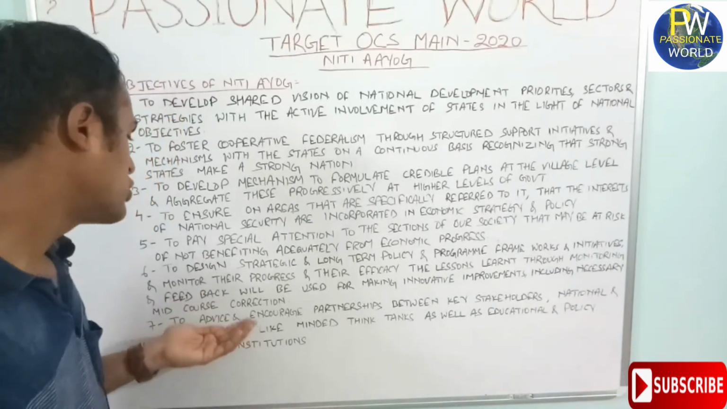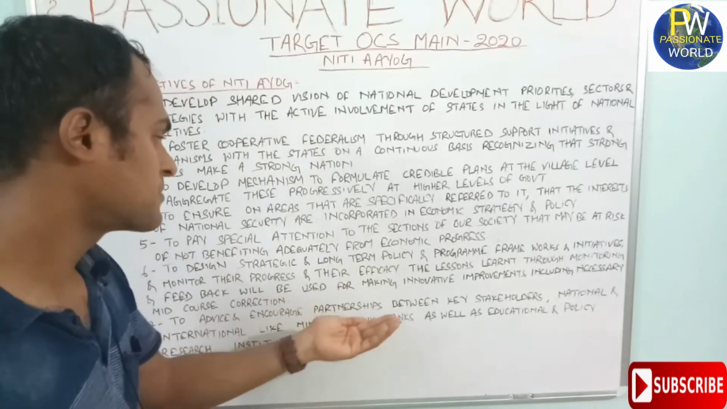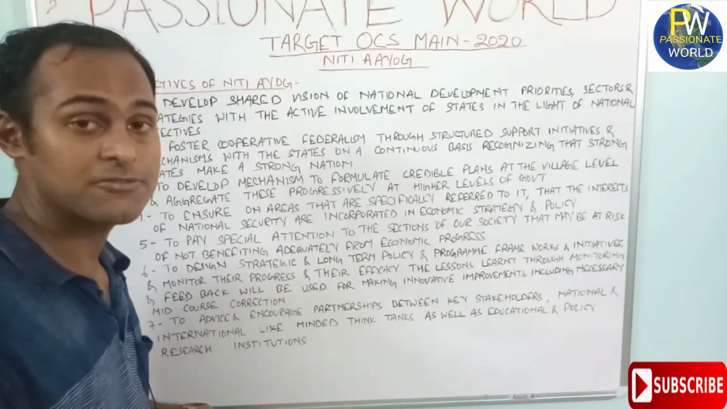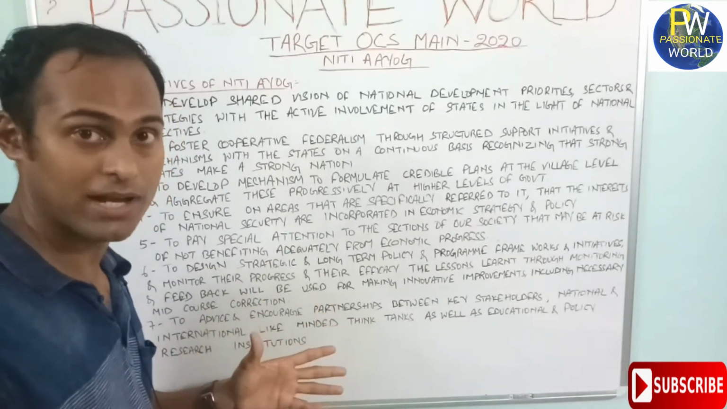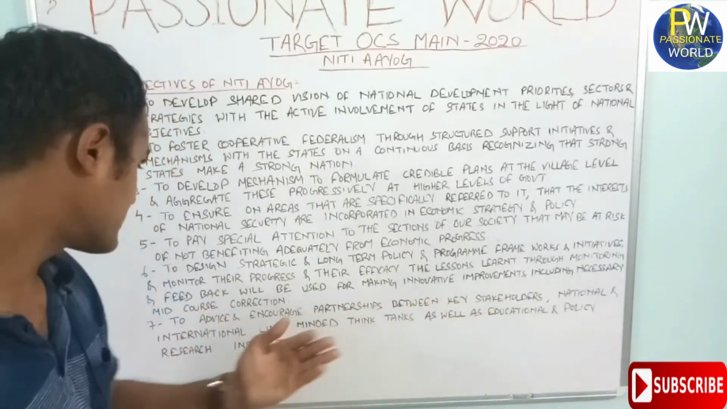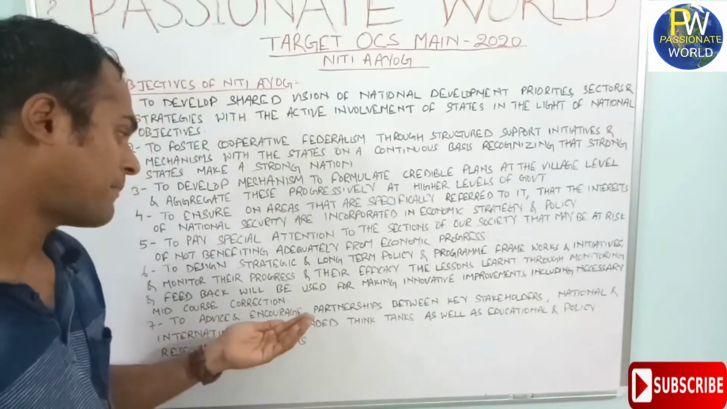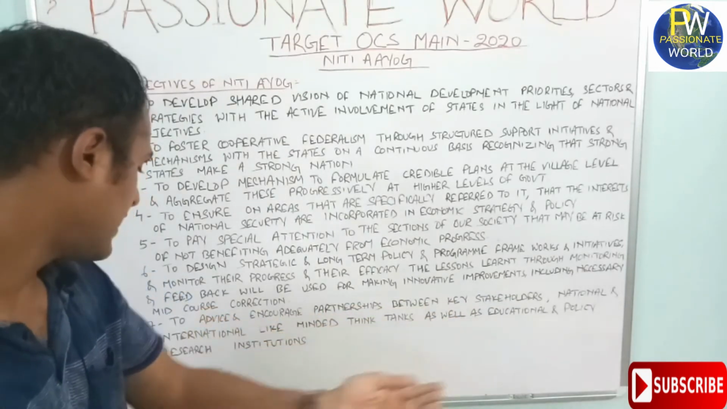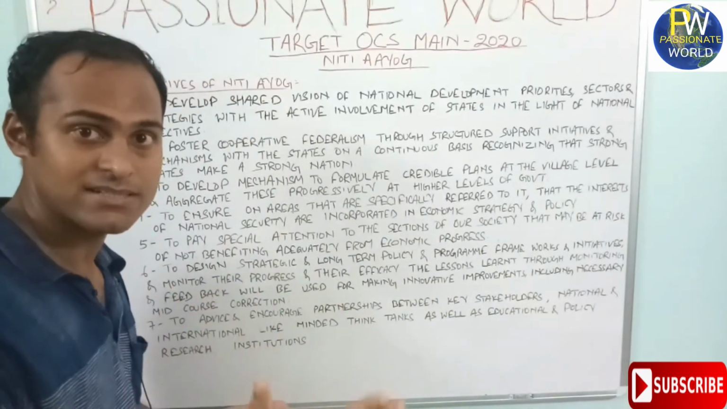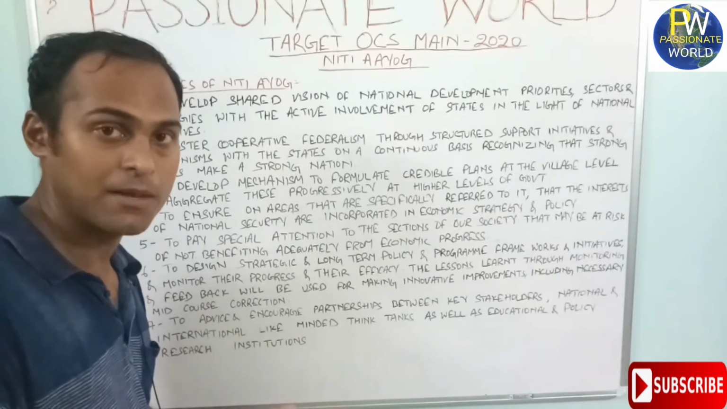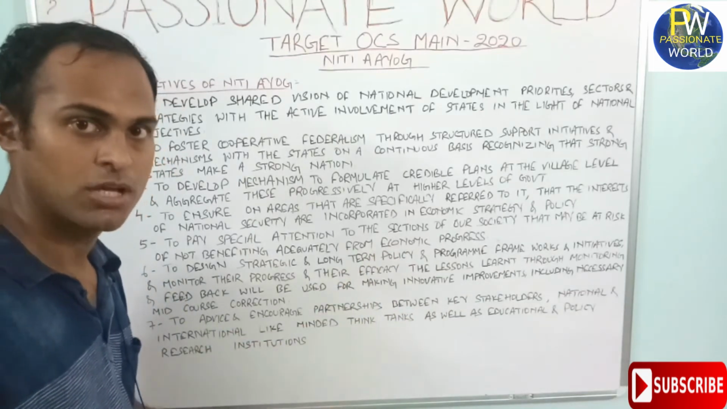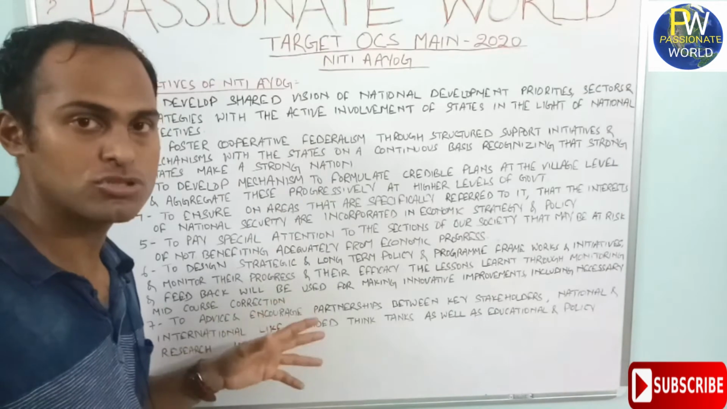Then 7, to advise and encourage partnerships between key stakeholders. To advise and encourage partnership with key stakeholders, whichever organization or government may participate in it. Then national and international like-minded think tanks as well as educational and policy research institutions. At the national as well as the international level, they will take the help and guidance of educational and policy research institutions. So these are the 7 most important objectives.